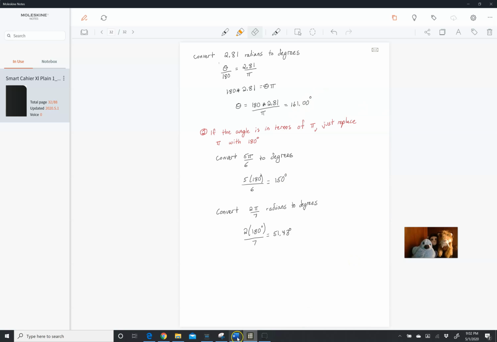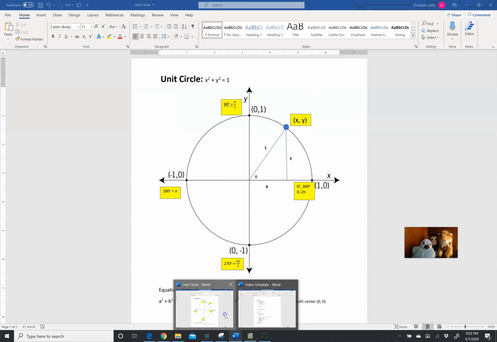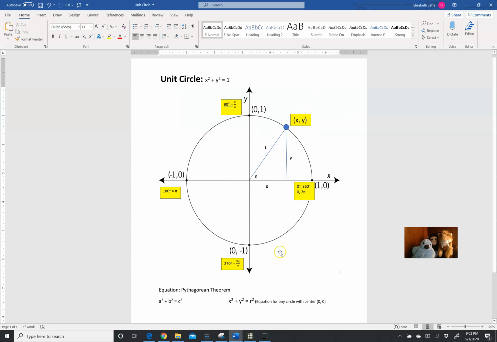So very quick summary of what we did, because there was a lot in there, okay? We first looked at the unit circle. We defined the unit circle as a circle with radius 1 and center at 0, 0. And we said, okay, well, first, what's the equation of the unit circle?